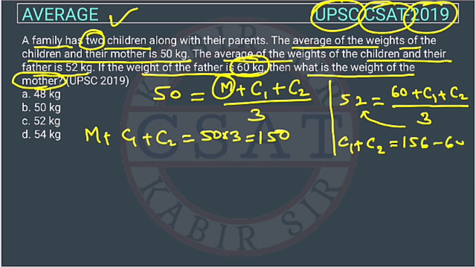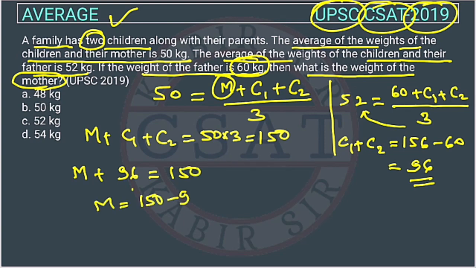156 minus 60, right? You have to calculate this. You will find out, this will come out 96. We will put the value of C1 plus C2 here, 150. So this will go this side, it will come out 54, right? So the answer is option D.